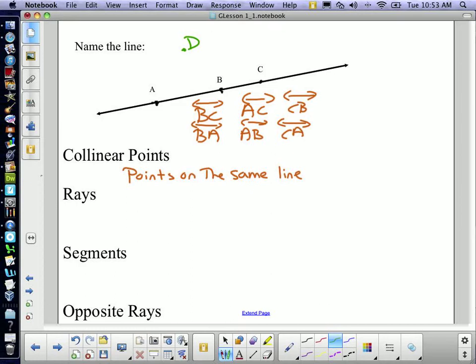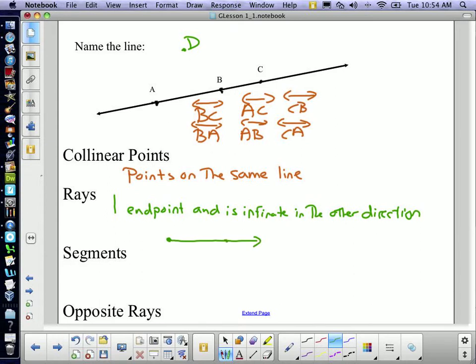A ray has one endpoint and is infinite in the other direction. So maybe a picture of a ray would look something like this. That would be ray AB. Now, unlike a line, how we name a ray is very important.